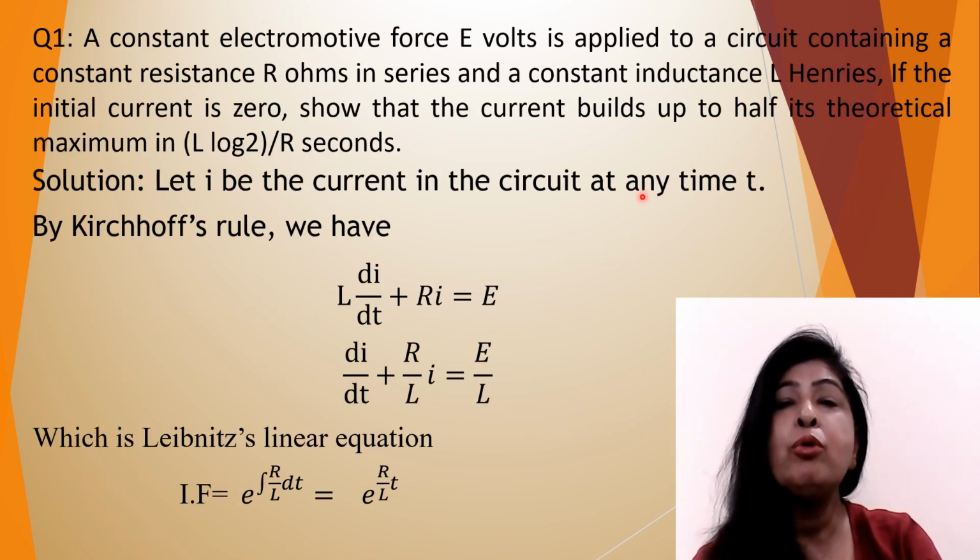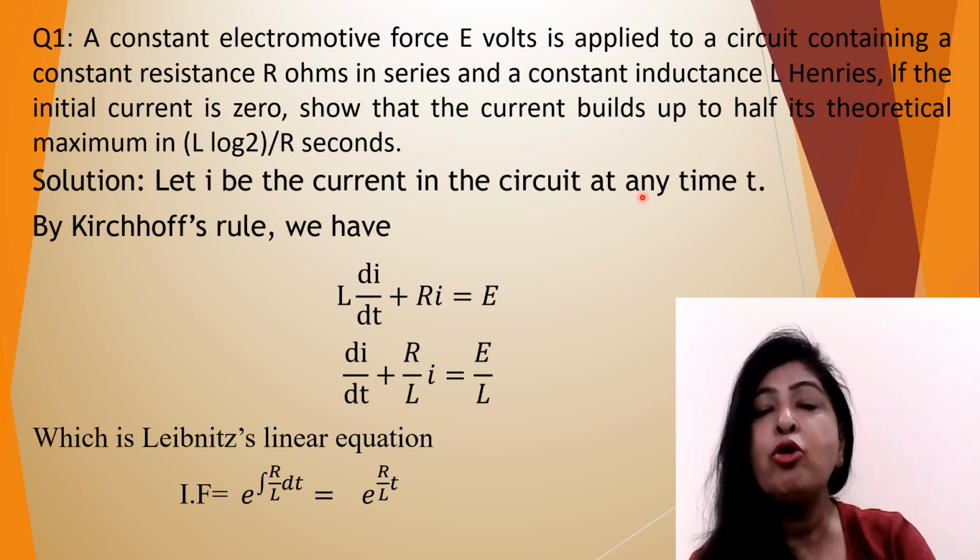Now let us take up one question. A constant electromotive force E volts is applied to a circuit containing a constant resistance R ohms in series and constant inductance L henries. If the initial current is 0, show that the time for the current to build up to half its theoretical maximum is L log 2 by R seconds.